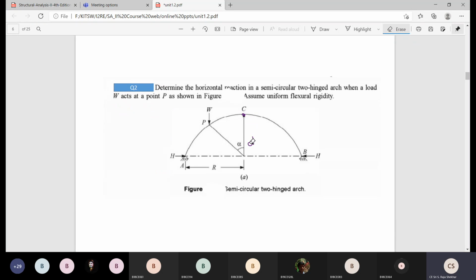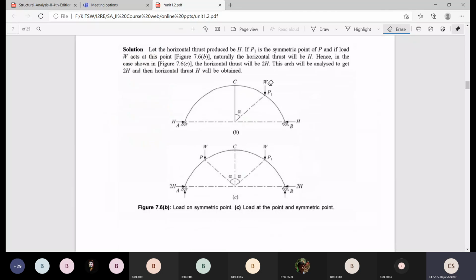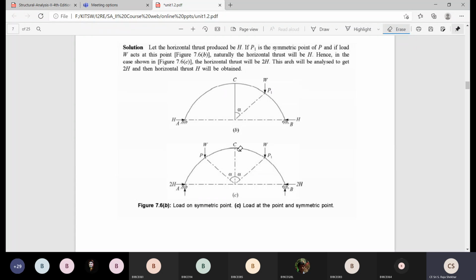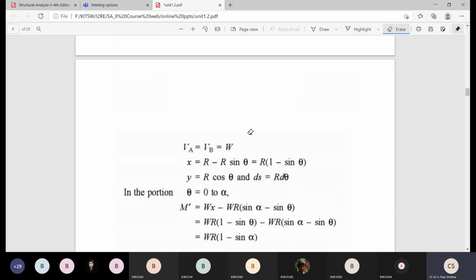Right. So this is also, I have taken another point P1, same magnitude and alpha is also the same. So in that situation, the horizontal thrust developed, the horizontal reaction developed at A and B, is 2H. Here also 2H. Load on symmetrical point.